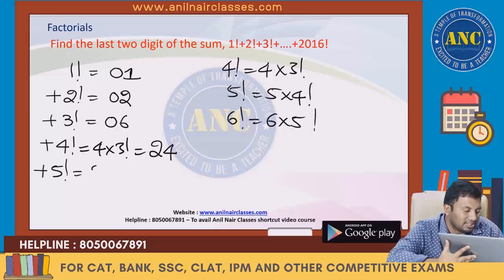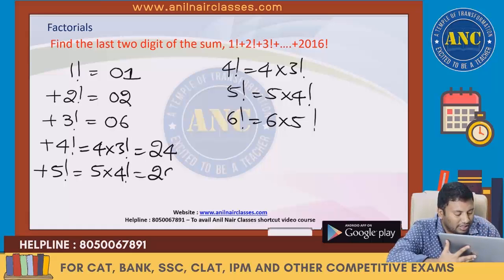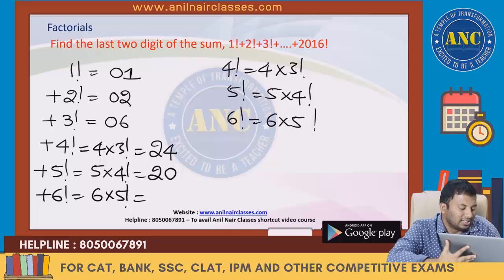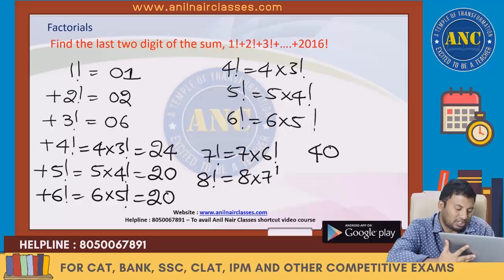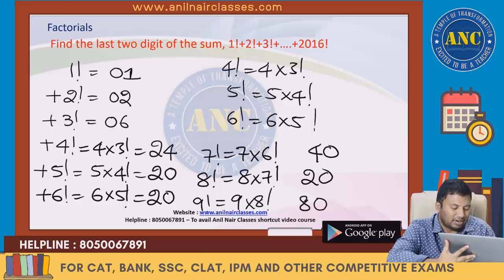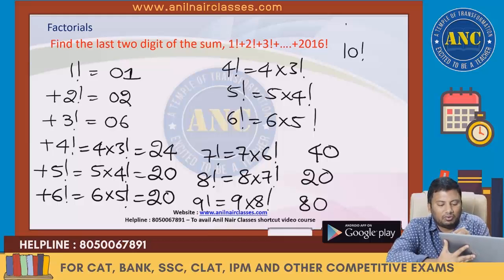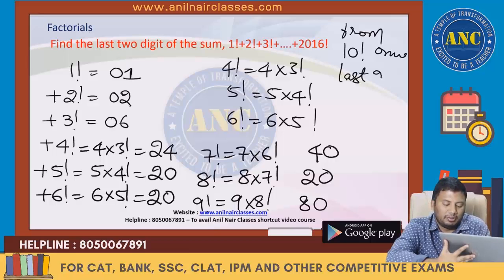5 factorial is 5 into 4 factorial. 5 into 24 is 120, last 2 digits 20. 6 factorial is 6 into 5 factorial, 6 into 20 is 120, so 20. 7 factorial is 7 into 6 factorial, 7 into 20 is 140, which is 40. 8 factorial is 8 into 7 factorial, 8 into 40 is 320, so 20. 9 factorial is 9 into 8 factorial, 9 into 20 is 180, so 80. From 10 factorial onwards, last 2 digits will be 0, 0.